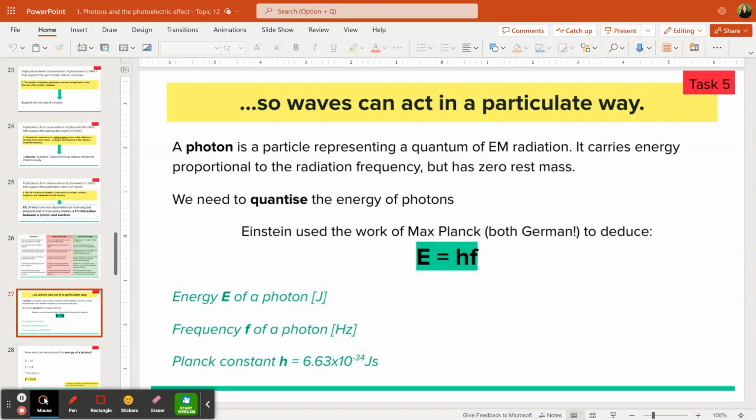So E equals hf. The energy of one photon can be given by the frequency of the light multiplied by the Planck constant, which is given on the bottom of the screen. Okay, so please write that down. It's task 5 in your booklet.